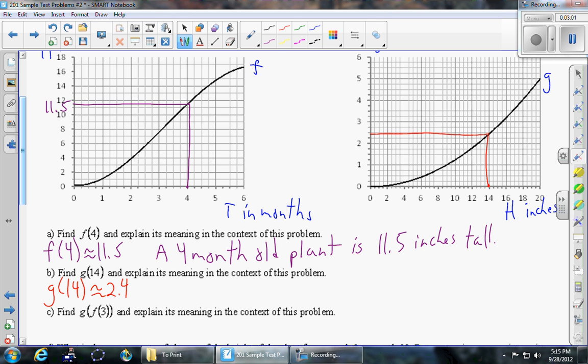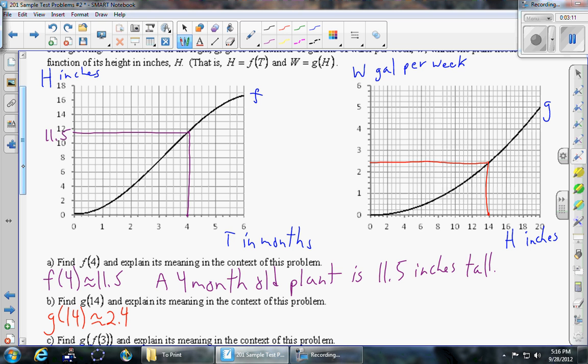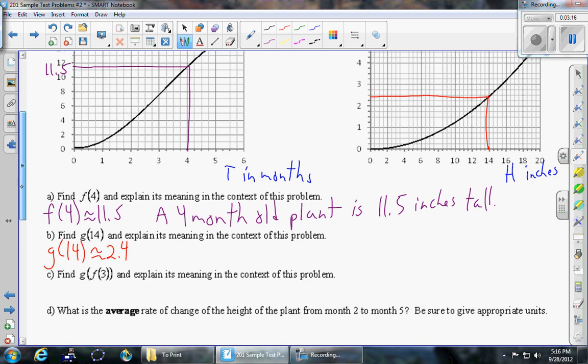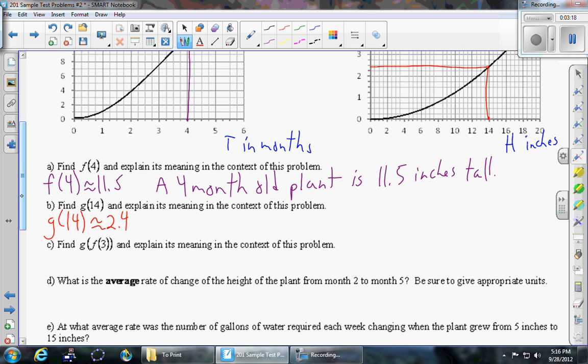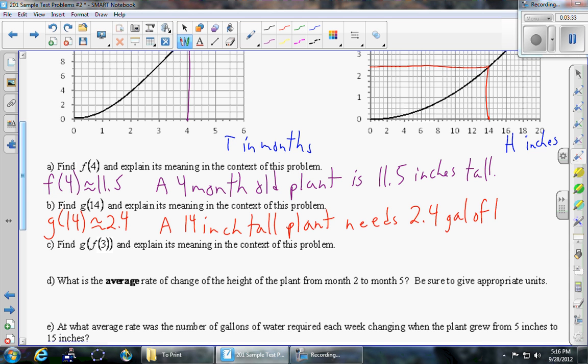And let's explain the meaning of this one. So 14 is the input, that's the height in inches. So we have a plant that's 14 inches tall, and 2.4, that was the output. And we can see there on the top right, the output is the number of gallons of water per week that the plant needs. So I think our sentence is something like a 14-inch tall plant needs 2.4 gallons of water per week.